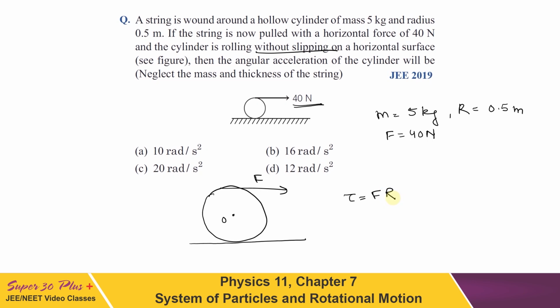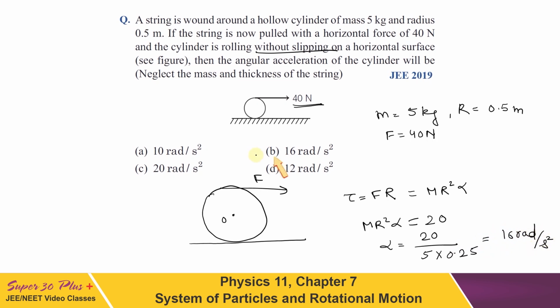Now as it is a hollow cylinder, I has to be equal to mr square only. Mr square multiplied with alpha. From here we got mr square alpha being equal to, F is given 40, R is 0.5 meter, so this will be 20. And then we got value of alpha as 20 upon, again mass is given, this is 5, and then square of radius, which is 0.25. The answer will come out to be 16 radian per second square, which is our option number 2.